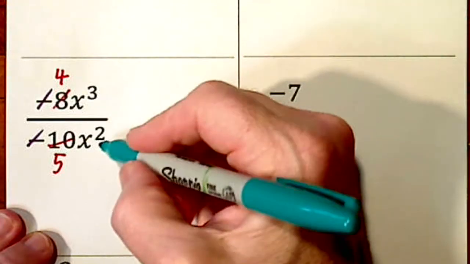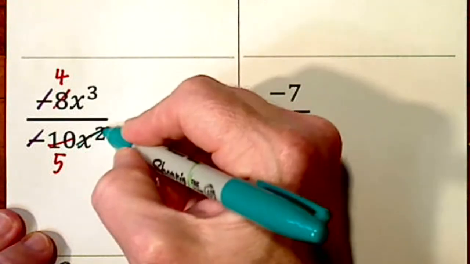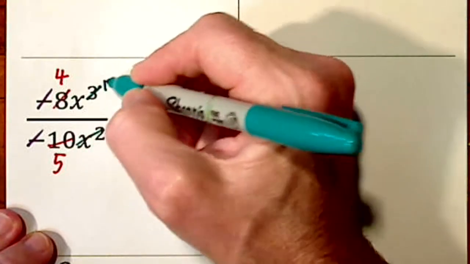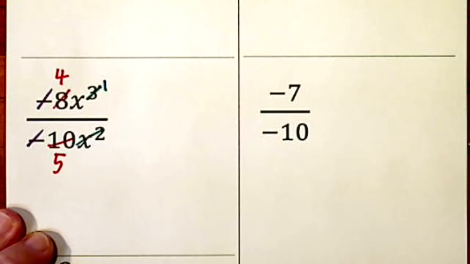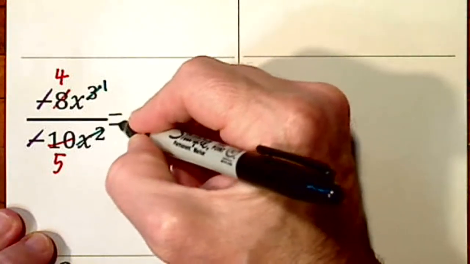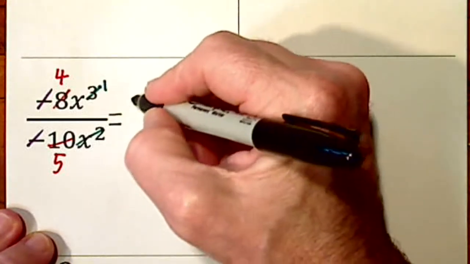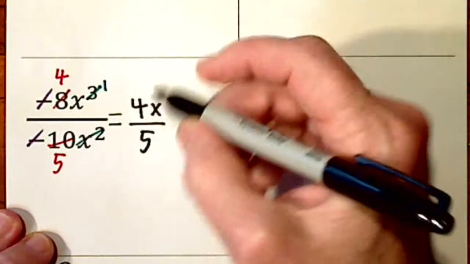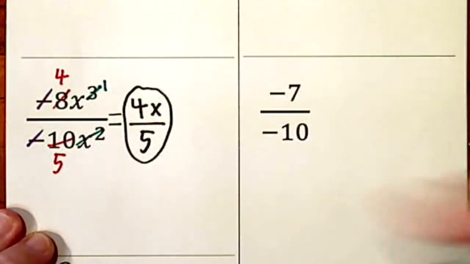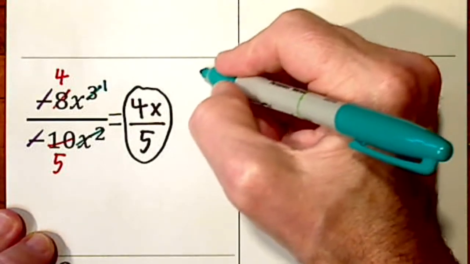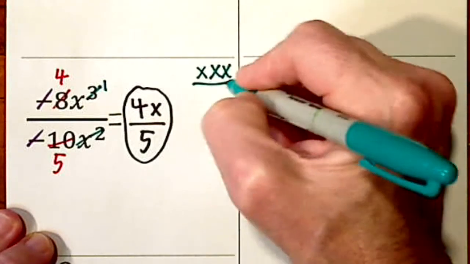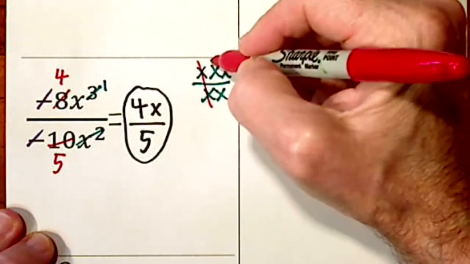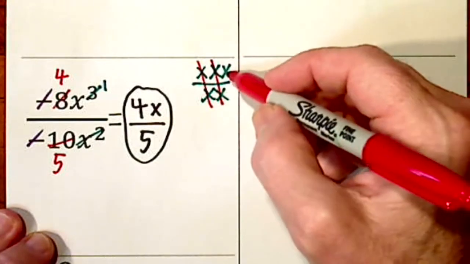With your variables, I have x to the second. Cancel that out. Subtract 2 from 3, and you're left with a 1. So the simplified form is 4x over 5. Real fast, you had x times x times x over x times x. 2 pairs canceled out, you're just left with an x in the numerator.